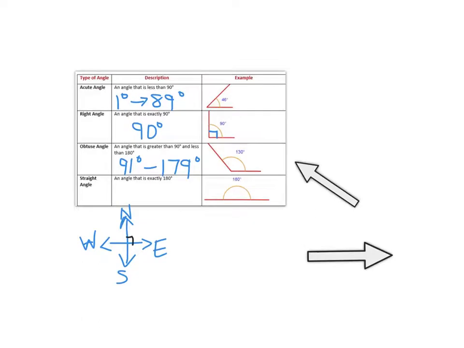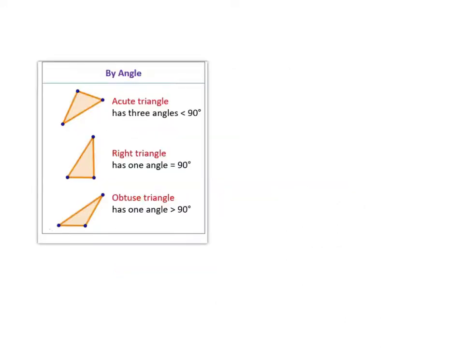Now if it's exactly 180 degrees, it's a straight angle, and that's when the lines go straight side to side. Straight angle or a line is what you can call it. So really those are the big ideas you have to have for angles: acute, right, and obtuse. Then you apply those to what you know about triangles.